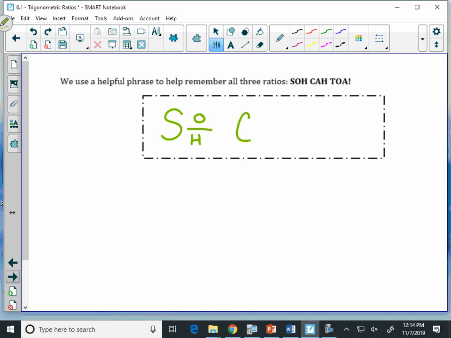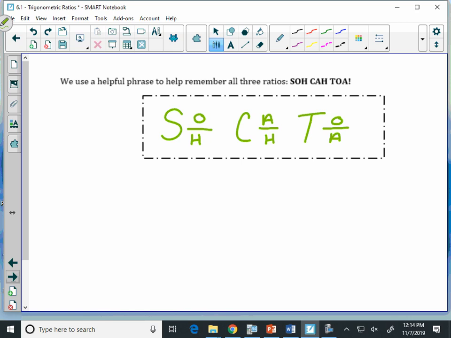The ratio for cosine is the adjacent over the hypotenuse. I make a little fraction next to the C, saying adjacent over hypotenuse. And T stands for tangent. That's the opposite over the adjacent. Every time I do a trig problem, I write that at the top of my paper.